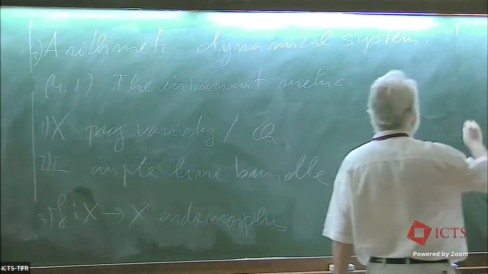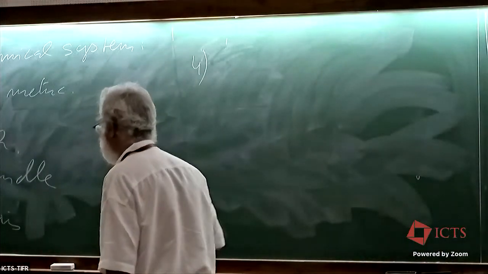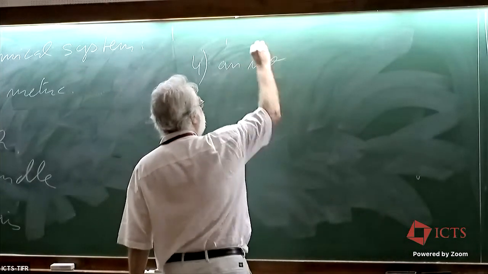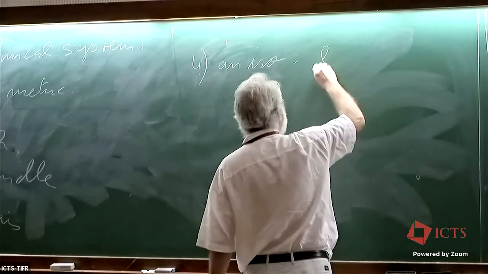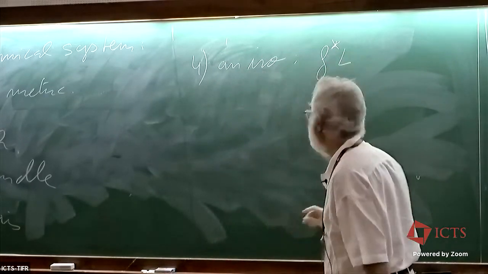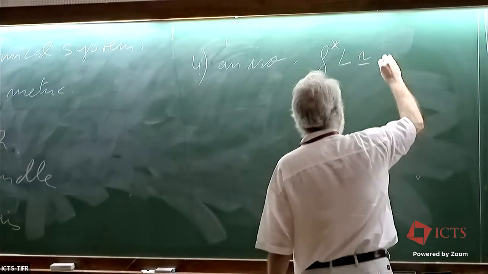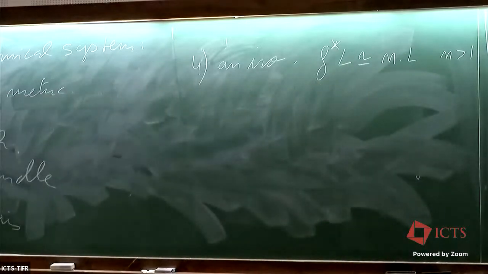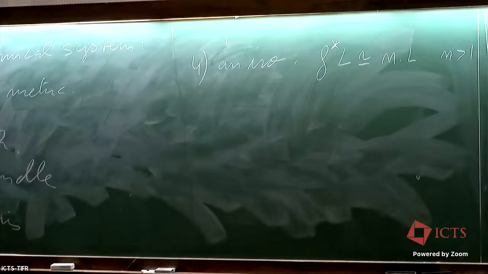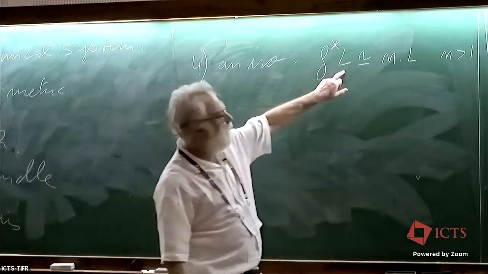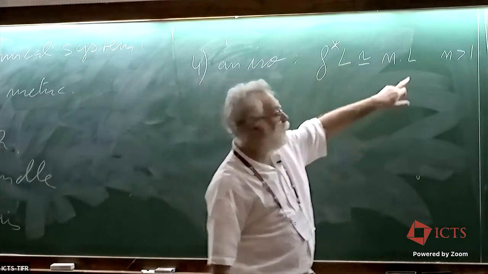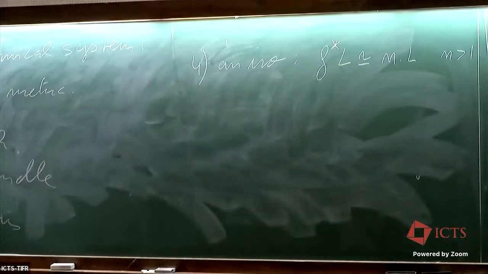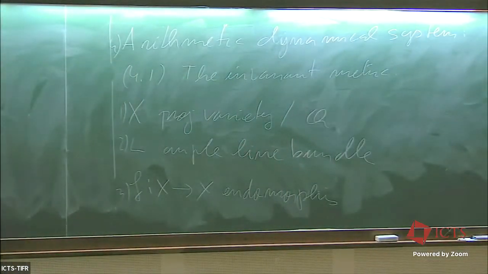So this is 1, 2, 3, and 4: I want an isomorphism between the line bundle F upper star of L and some N times L, with N strictly bigger than 1. So what I want is an endomorphism such that there is this ample line bundle, and the pullback of the line bundle with respect to the endomorphism has to be isomorphic to a multiple of the line bundle. And I want to fix this line bundle. Is it clear what an arithmetic dynamical system defined over Q is?